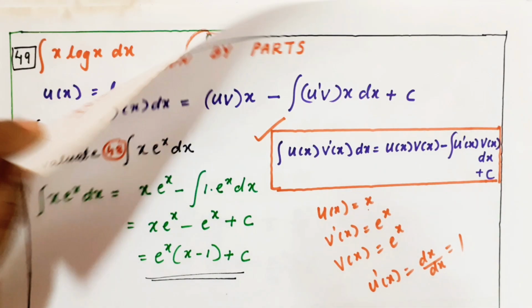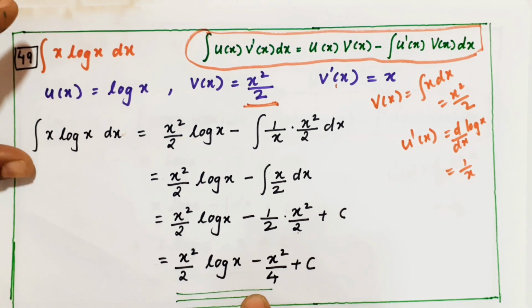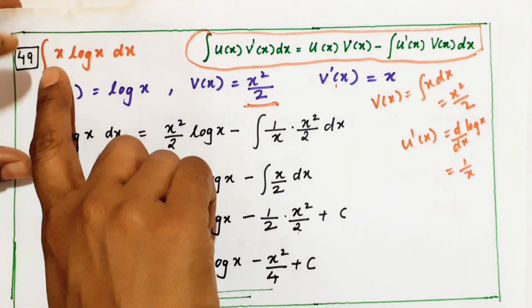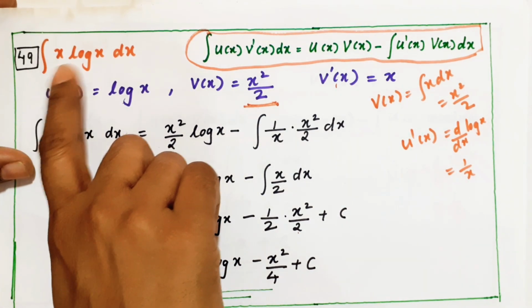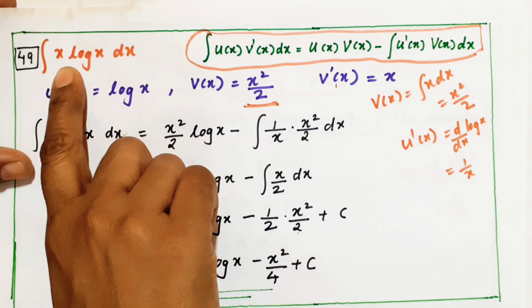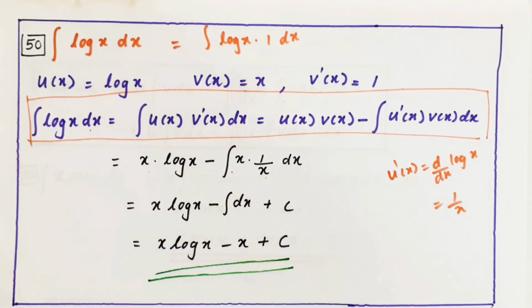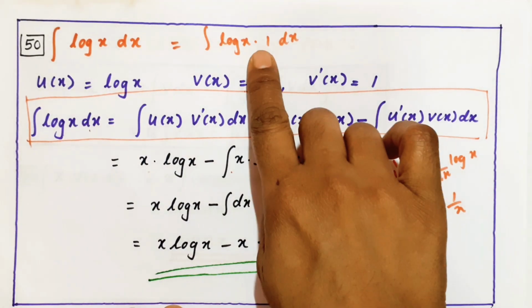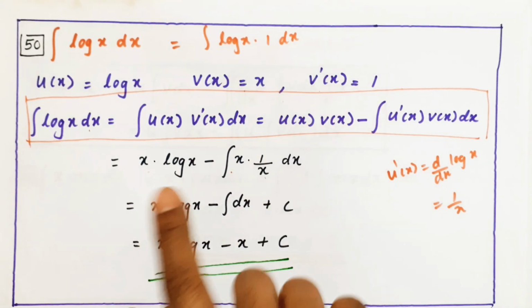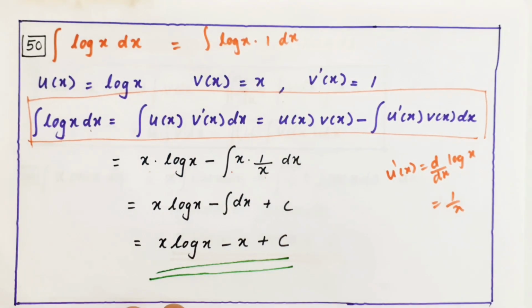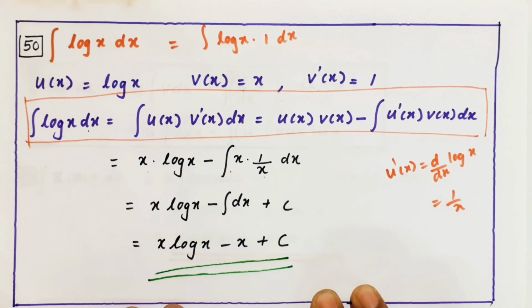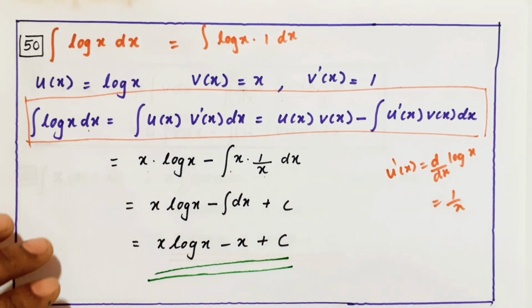So you see, the first question I gave was a very simple question. And the second question I gave in the form of log x into x. From that we find x, which is nothing but our v dash x I'm taking. So what is v of x? x square by 2. In another question, there is no second term at all, so we take the second term as 1. If v dash x is 1, what is v of x? x. Clear?